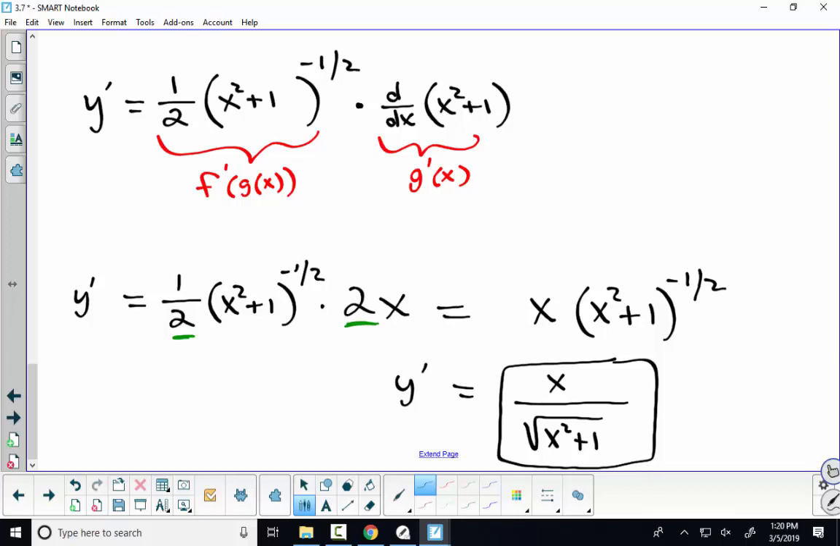Yes, question? If we left it like the one at the top right there, would you allow that? Yeah, I'm fine with that. Again, that's another hard part about grading stuff like this. Some people will leave it with the exponent negative 1/2. Some people will write it as x over x squared plus 1 to the positive 1/2, and some people will write it x over the square root of x squared plus 1. So honestly, any of those variations are totally fine. Any other questions?